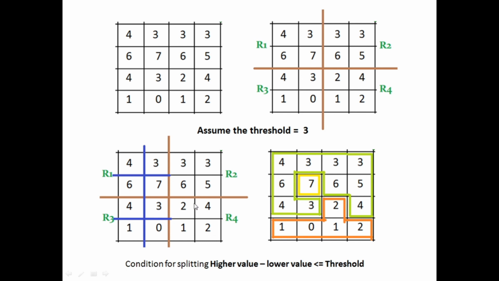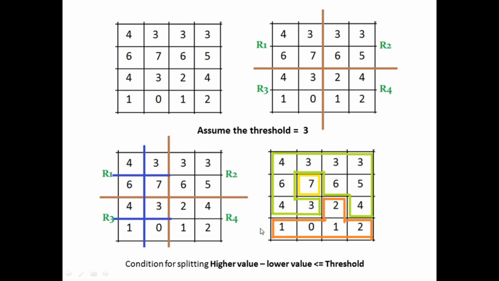Ultimately, it gives me the result. That means this input image has 3 segments. The pixels 3, 4, 6, 4, 3, 3, 3, 6, 5, 4 come under one region. 2, 1, 0, 1, 2 come under one region, and 7 comes under some other region. In this way, the merging technique happens.